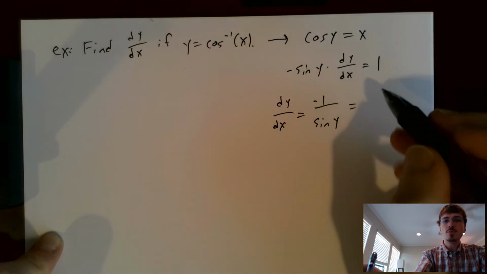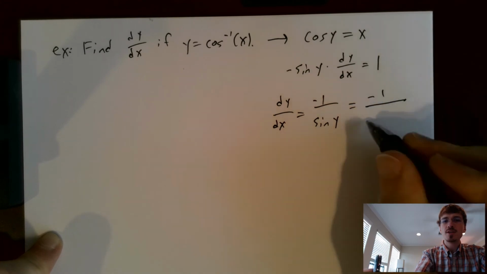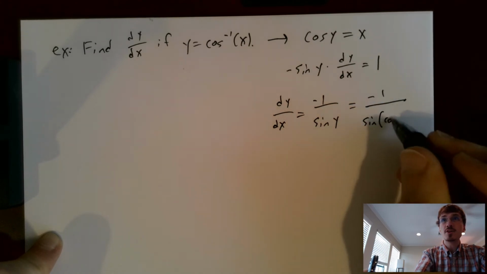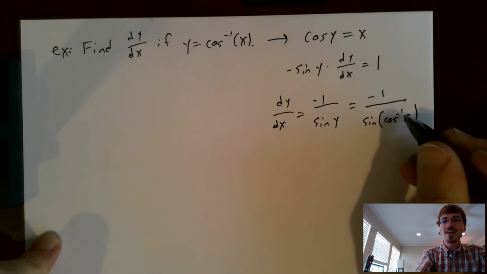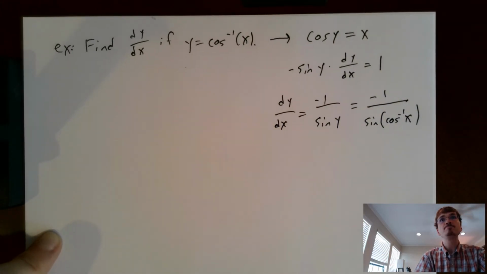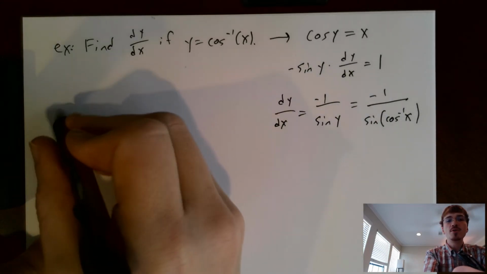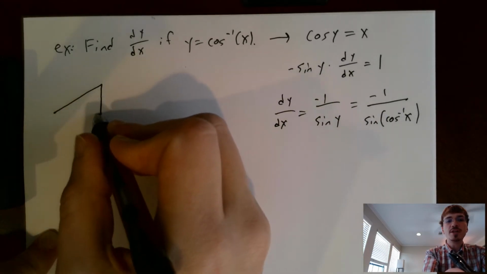And what's y equal to? Arc cosine of x. So it's negative 1 divided by the sine of arc cosine of x. And it looks very, very similar to the expression that we had in the previous example, right? So let's unpack the denominator just like we did before. And we're going to use triangles to help us out.